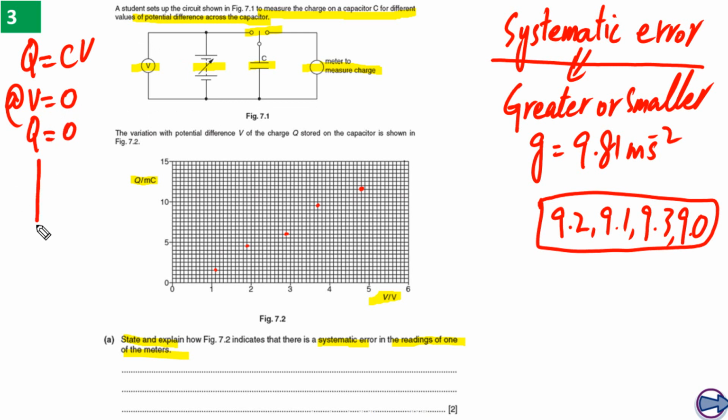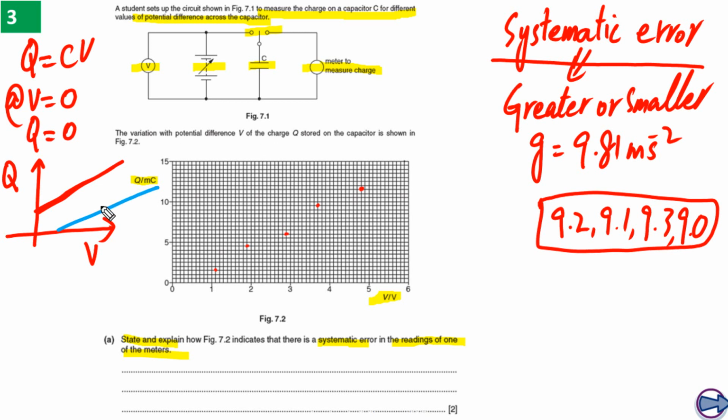So if there is systematic error in this case, how can we see it with the help of the graph? As it is given to us, Q is on the y-axis and potential difference on the x-axis. If there is systematic error in Q, our graph will look like this. And if there is systematic error in V, the potential difference, our graph will look like this. Now, as these data points are given to us, we just need to draw the best fit line, and then we can see the systematic error.